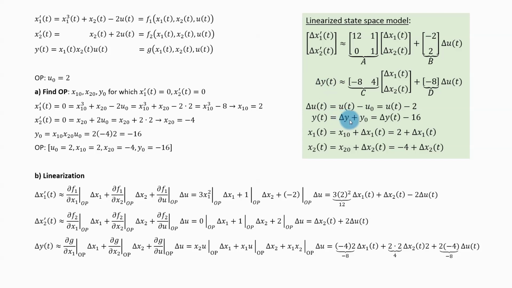To that, I can add the value of the output at the operating point. That is, I can do this, which will give me the actual value of the signal at the output, at least approximately. If I want to get the values of the state variables, or to be more precise, the approximation of the values of the state variables, I need to take those small changes of state variables and add the values of the state variables at the operating point. That is, I need to compute this to get the approximation of the state variables. So this is how you can perform linearization of a non-linear state space description.